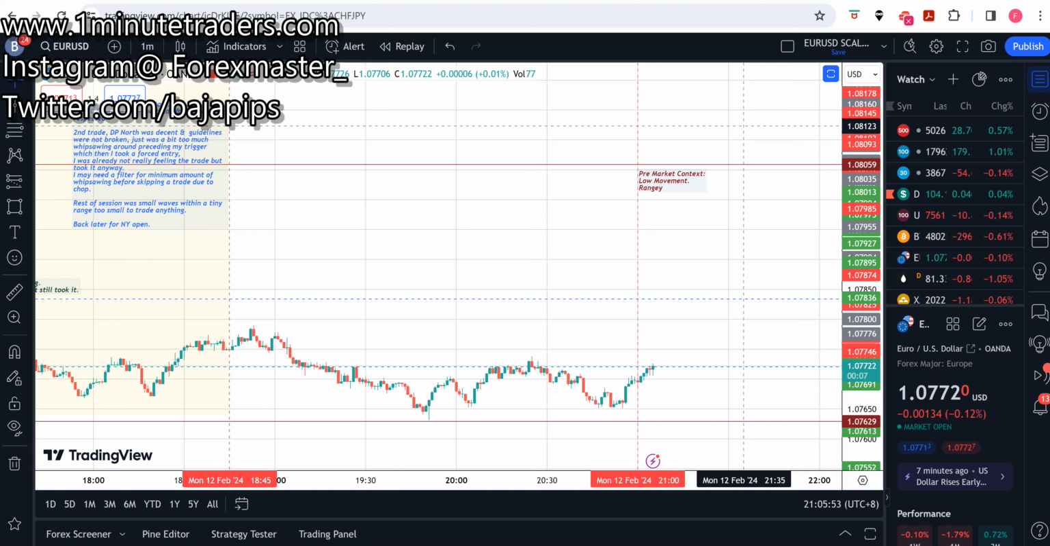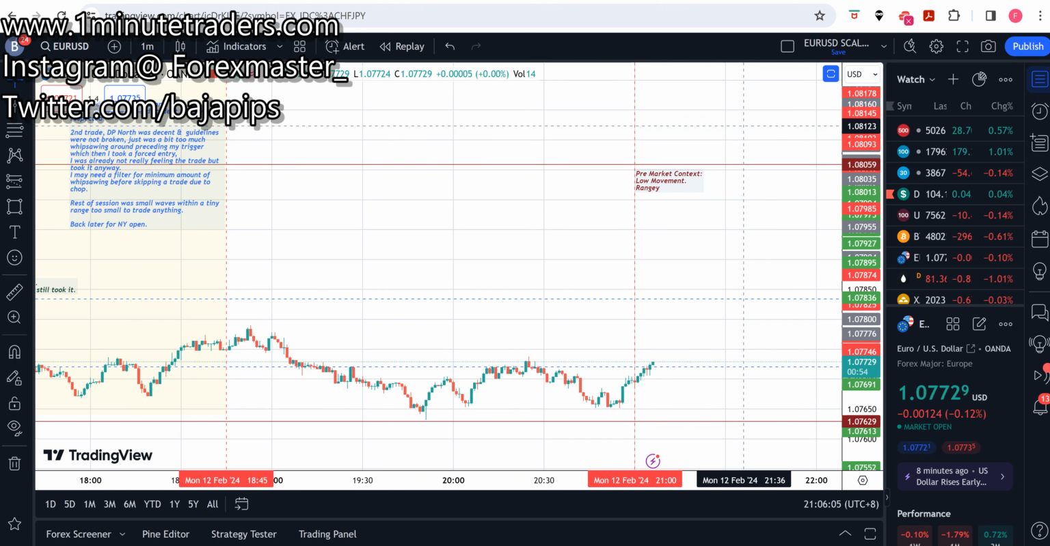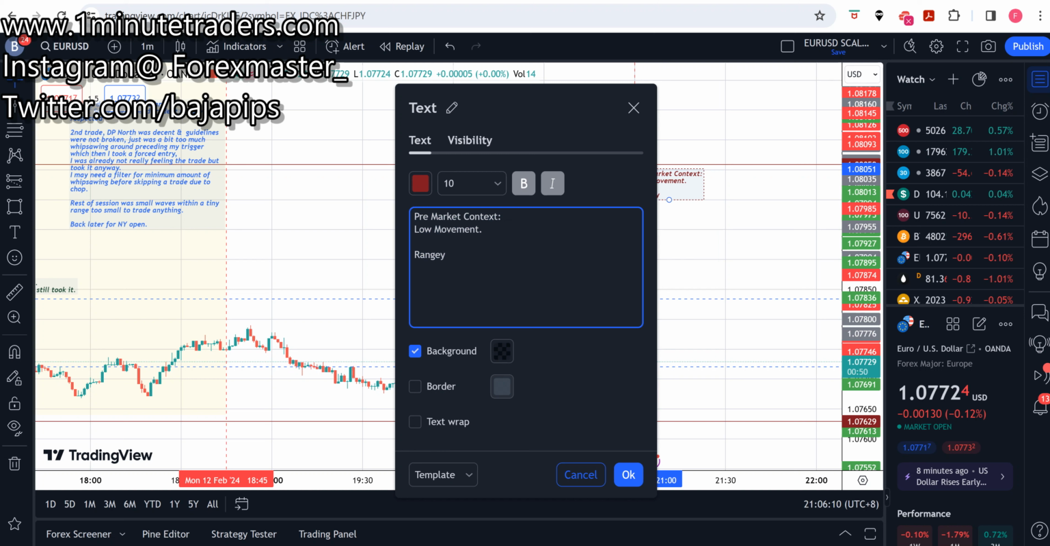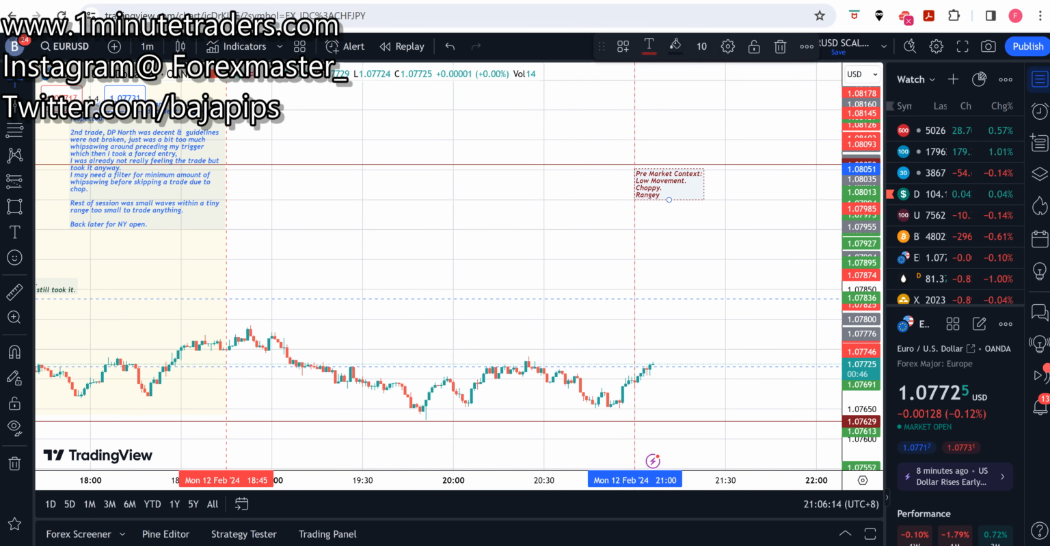Right now we are getting smaller wave sizes towards the upside, and I don't like that. It is rangy. It's kind of choppy as well. So I'm gonna mark that off as well. Market hasn't really gone anywhere. And yeah, choppy. So we have low movement, choppy, and rangy. Earlier today, it wasn't as choppy as it is now, but now we have a whole lot of chop.